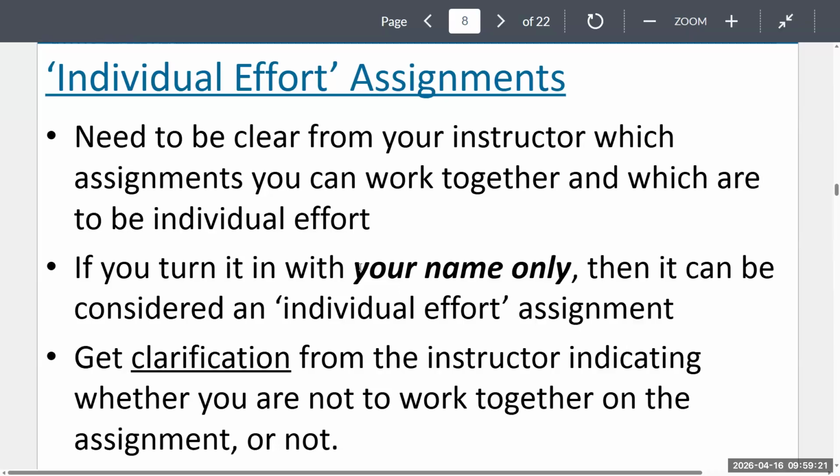If you turn it in with your name only, then it can be considered an individual effort assignment. Okay? But there are some people who turn in group assignments with their name only. I've seen that before. Get clarification from the instructor indicating whether or not you are to work together on the assignment. Again, some assignments you're allowed to work on together, and there are some that you're not.